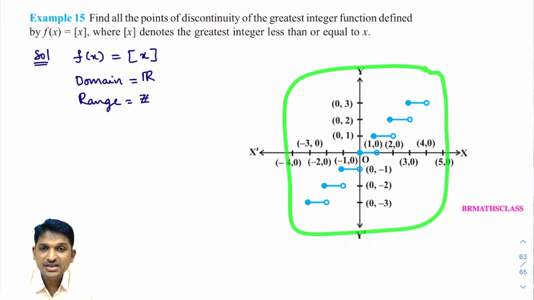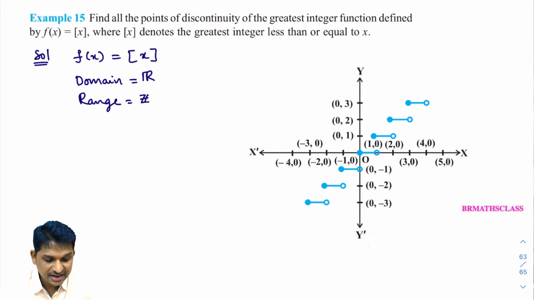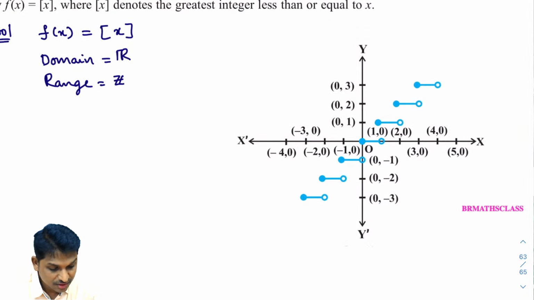Okay, but the point is, what is the domain of this function? Is anything removed from the domain? No. Like earlier problems, where the domain was R minus (2n plus 1) pi by 2, or R minus n pi, something like that. But here, what is the domain? Domain is all real numbers. So here there are so many gaps. Where these gaps are, you identify. This gap is there at integers.